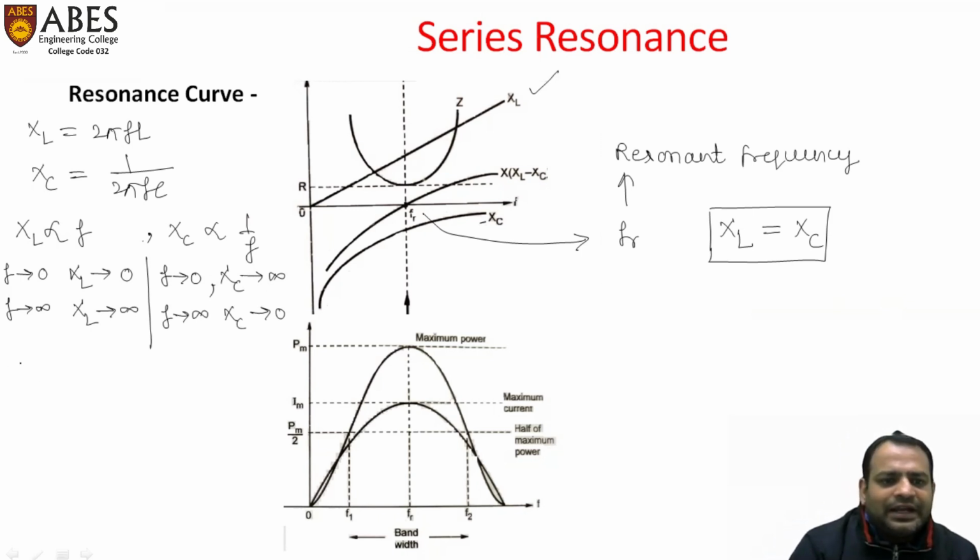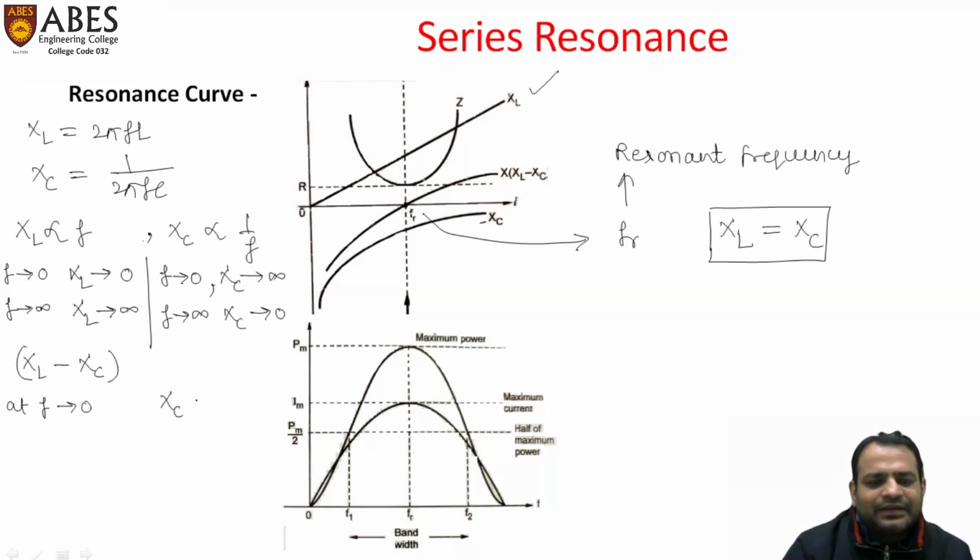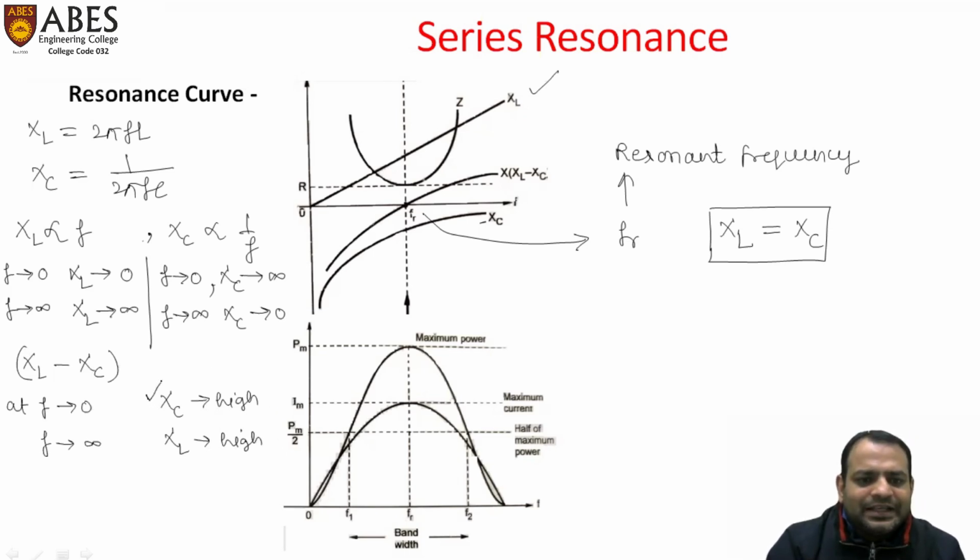Now when we are adding XL minus XC, at frequency 0, XC is high because it is tending to infinity, and at frequency infinity, XL is high. So at the starting, the curve follows XC, and at infinity, the curve follows XL.